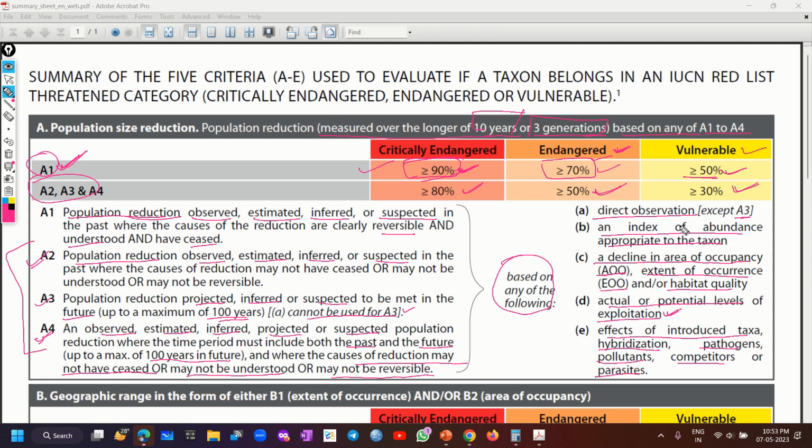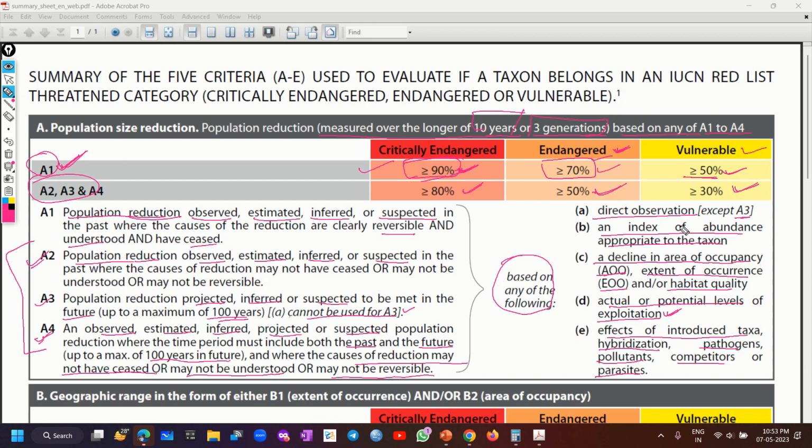Now the second is A2, A3, and A4. So what are A2, A3, and A4? A2 is saying that the reduction may not have ceased, or may not be understood, or may not be reversible. In A1, we were talking about reductions that are clearly reversible, understood, and have now ceased.